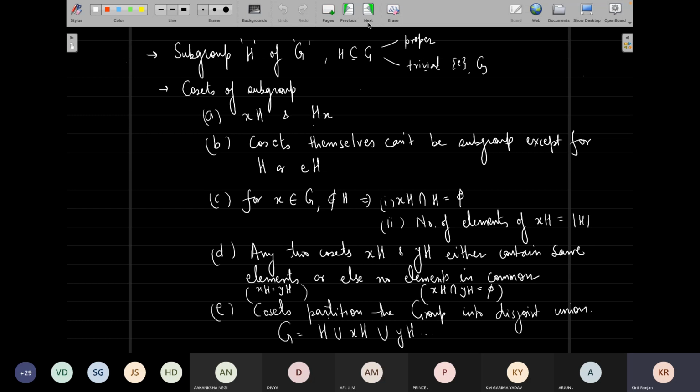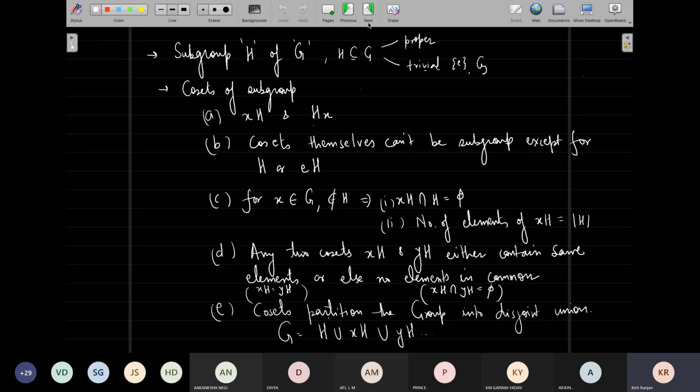Then the cosets themselves can't be subgroups except for H itself or eH, where e is the identity element. But remember that the identity element is already there in the subgroup. So any element which is already there in the subgroup, if you take a composition of that with the subgroup, it's nothing but a rearrangement of the subgroup itself. For any other x which is not in the subgroup, the left coset xH has an intersection with H giving phi, that is, no element in common. And the number of elements of xH is the same as the order of the subgroup H.